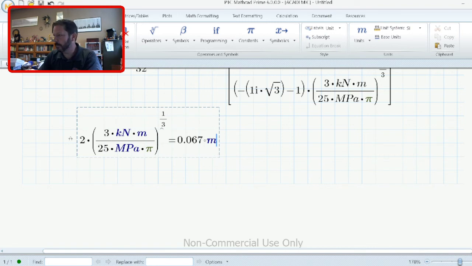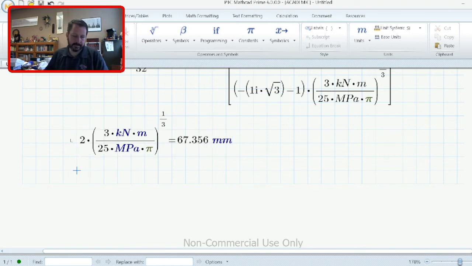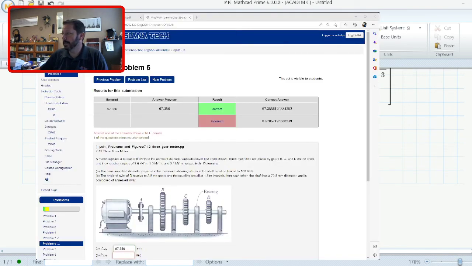And let's put it in millimeters. 67.356 millimeters. That seems kind of large, but let's find out. That is correct. Oh, I didn't show you the web page. It is correct, 67 millimeters. That's a beefy shaft, but again, it's delivering 6,000 Newton meters, and it ended up being like 15 feet long or something like that. So it's a pretty decent sized shaft. So MathCAD did not fail us. That's good.